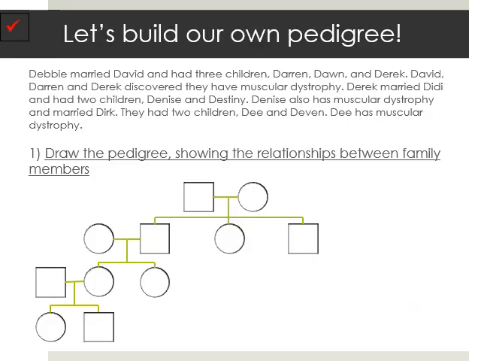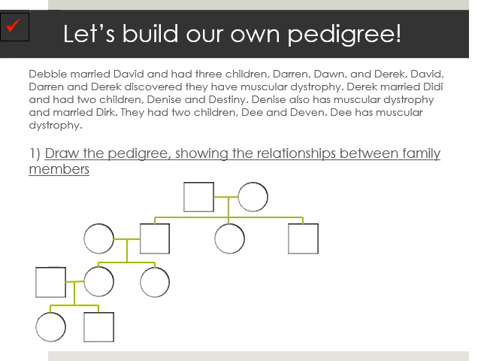Finally, let's go ahead and build our own pedigree chart. Oh boy, this is going to be fun to say. Debbie married David and had 3 children, Darren, Don, and Derek. David, Darren, and Derek discovered they have muscular dystrophy.